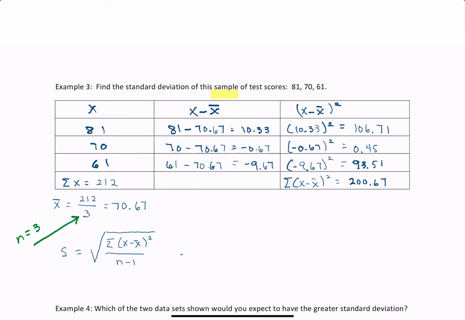So I'll have square root of 200.67 divided by 3 minus 1 is 2. So the way I'm getting that is n minus 1 is 3 minus 1, which is 2. That's just a weird thing about this formula. So I'll go over to a calculator now. 200.67 divided by 2, and then I'll square root it. And that gives me, rounded to 2 decimal places, 10.02.